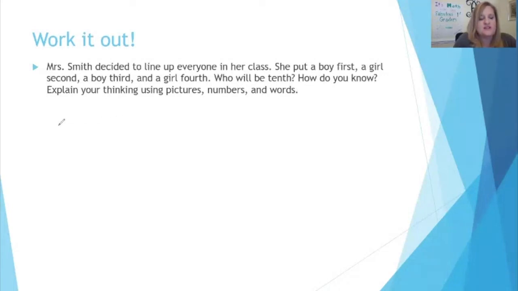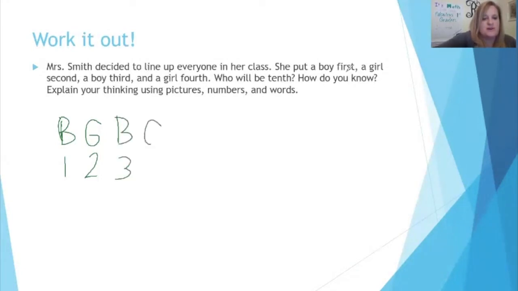Well, what I usually do when I solve a problem is read it first. Then I draw a picture to help me organize my thinking. So, Mrs. Smith decided to line up everyone in her class. She put a boy first. So I know my first thing I'm going to do is write B for boy. So that's first. And then she put a girl second. She put a boy third. She put a girl fourth.